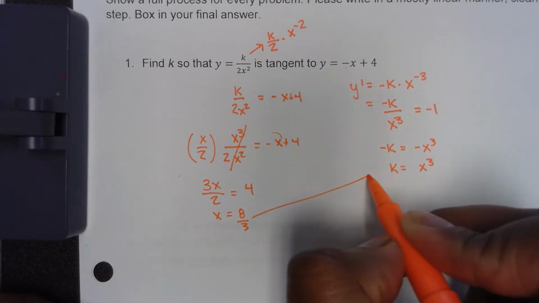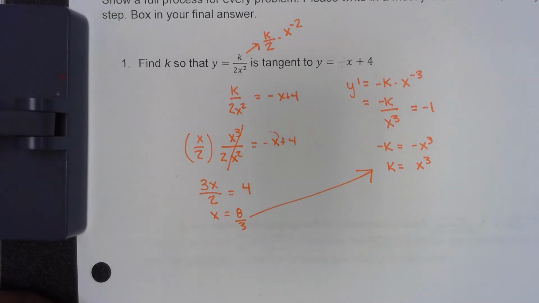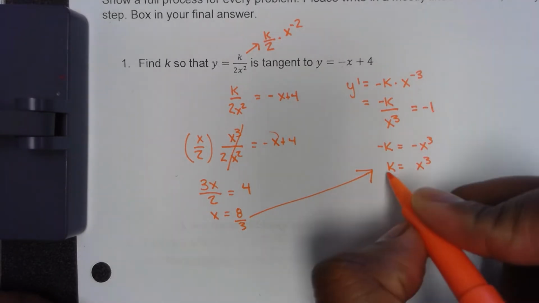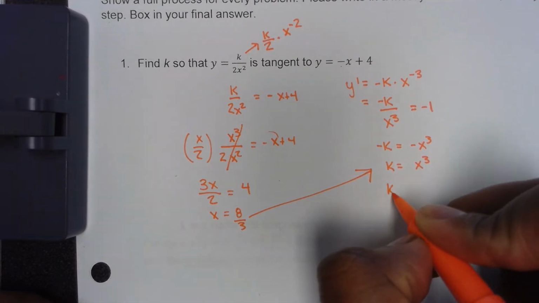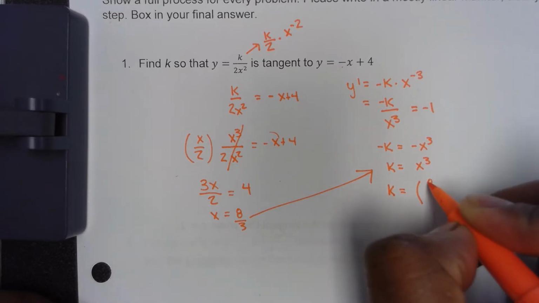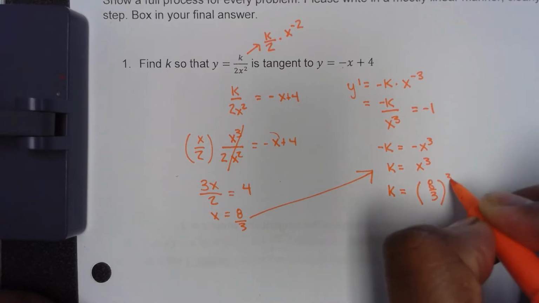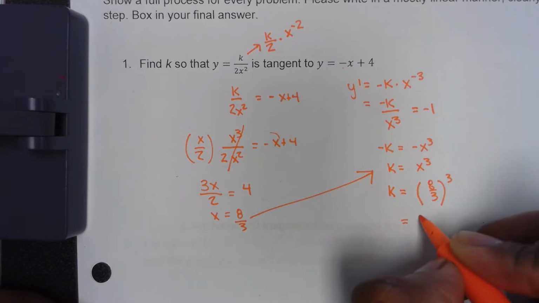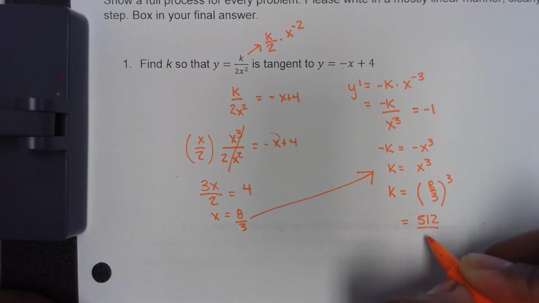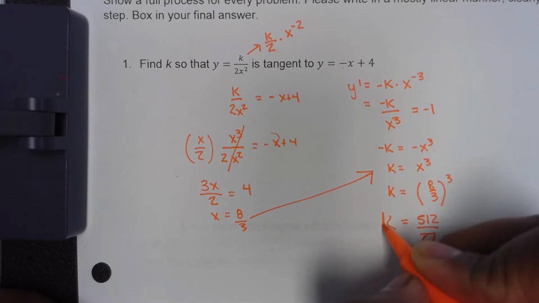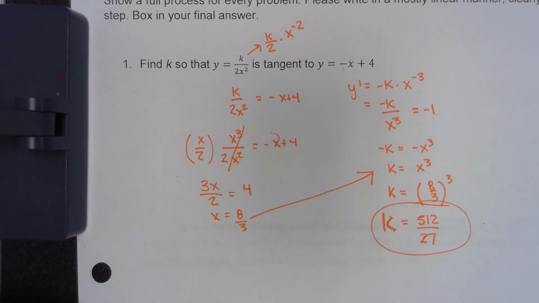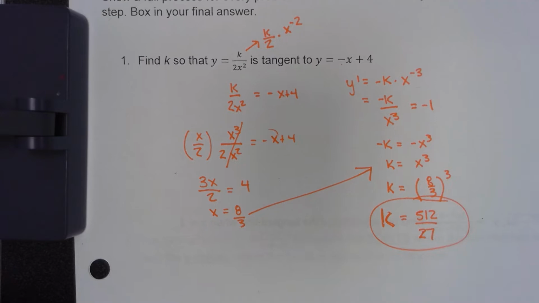Remember, we established a relationship that k equals x to the third. So k would equal 8 thirds cubed, which means that 8 cubed is 512, 3 cubed is 27. So k equals 512 over 27.